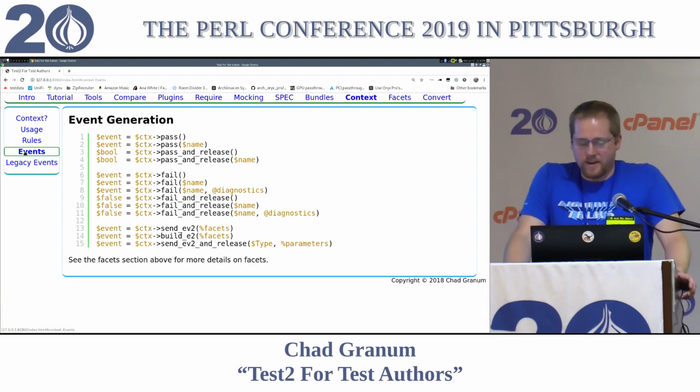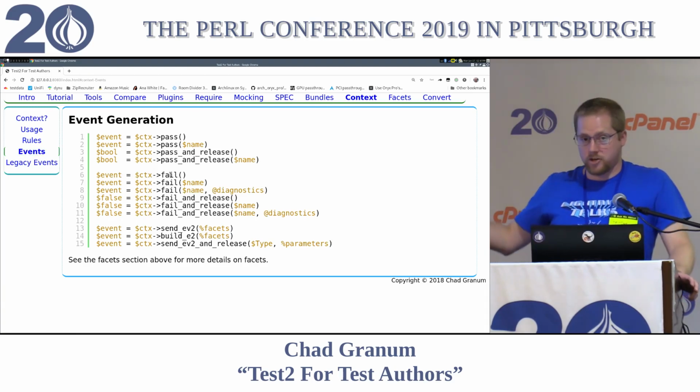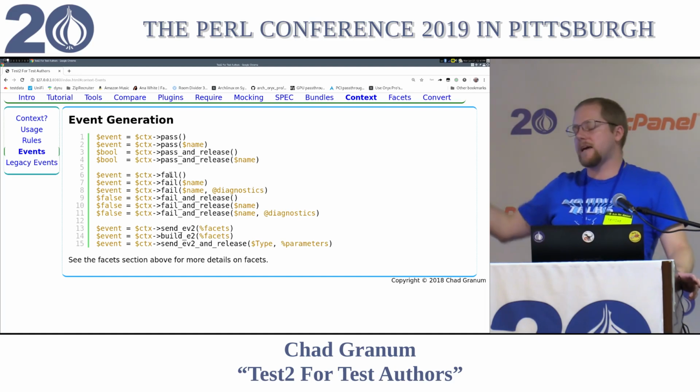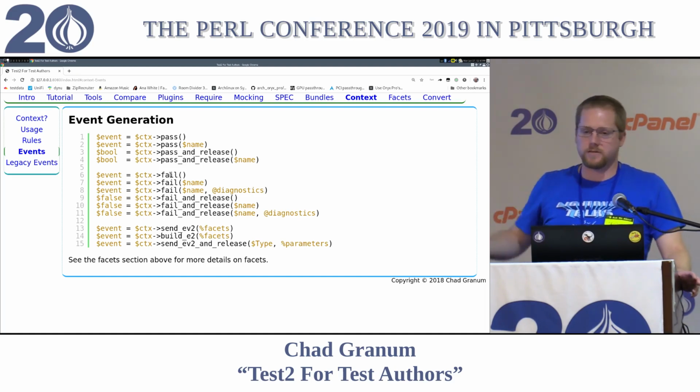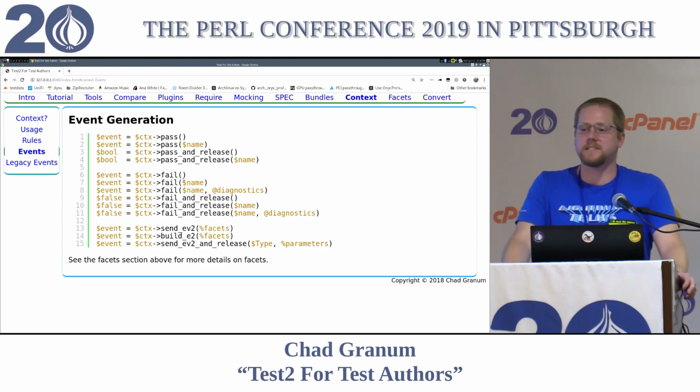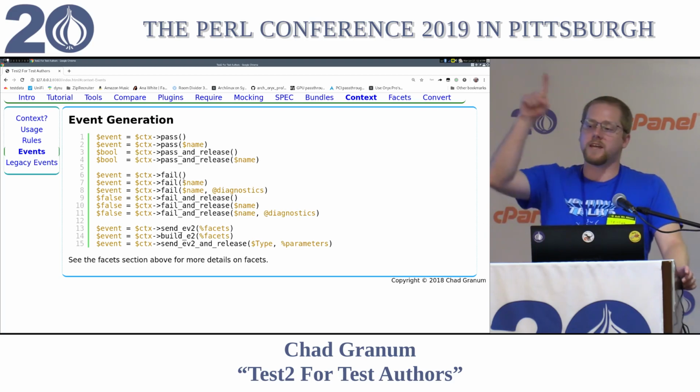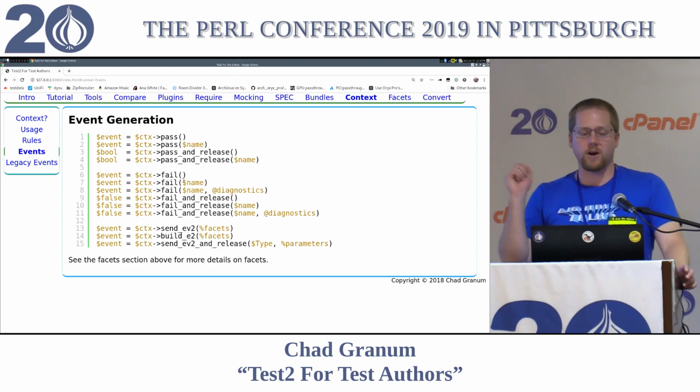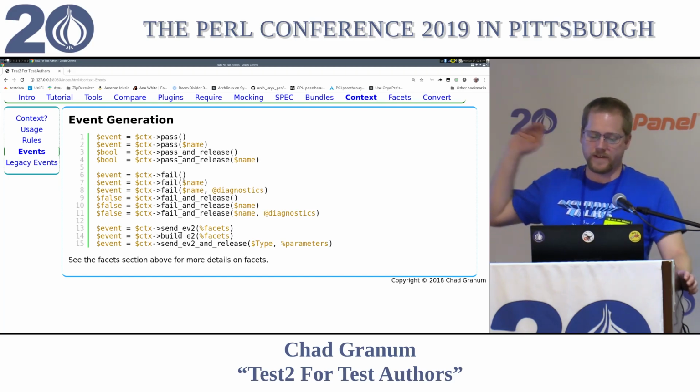So events get generated. Here are the events I actually recommend you use because these are optimized. It used to be recommended you use context OK. Don't use context OK. Use context pass or context fail, because this generates specific pass or fail events that will get through the system much quicker because it already knows what to do with a pass or a fail event. So your code will be much faster if your test tools use pass and fail as opposed to OK.